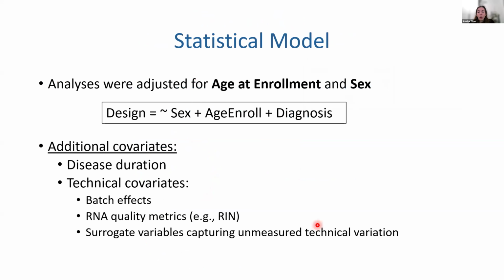To ensure robust and biologically relevant results, we are developing a comprehensive statistical model. The results shown so far are adjusted for age at enrollment and sex. The final model will also include disease duration, technical covariates such as batch effect and RNA quality metrics, and surrogate variables to account for unmeasured technical variation. This approach will allow us to focus on gene expression differences driven by the diagnosis rather than technical or demographic confounders.